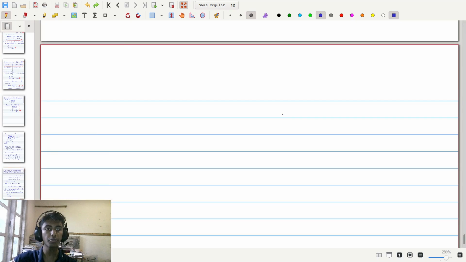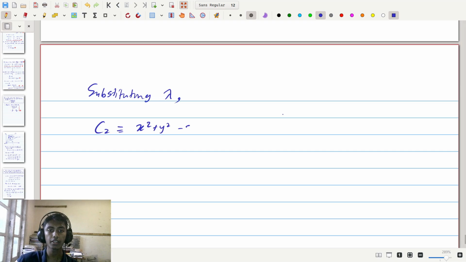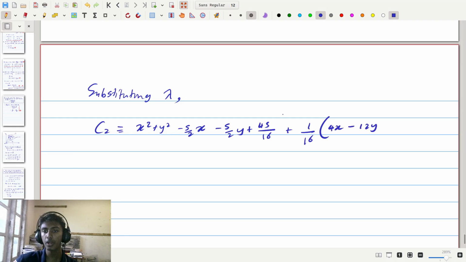So if we substitute lambda, we can get that C2 is given by x squared plus y squared minus 5 over 2x minus 5 over 2y plus 45 over 16 plus 1 over 16 times the line EF, which is 4x minus 12y plus 15 equals 0. If we simplify this, we get x squared plus y squared.